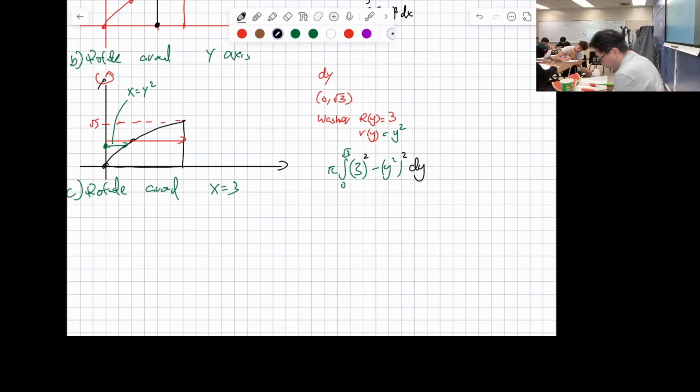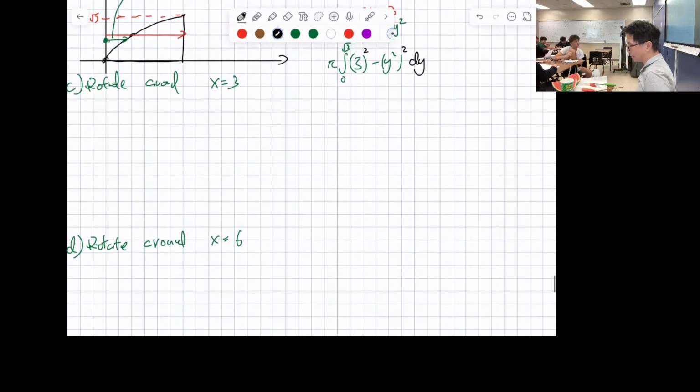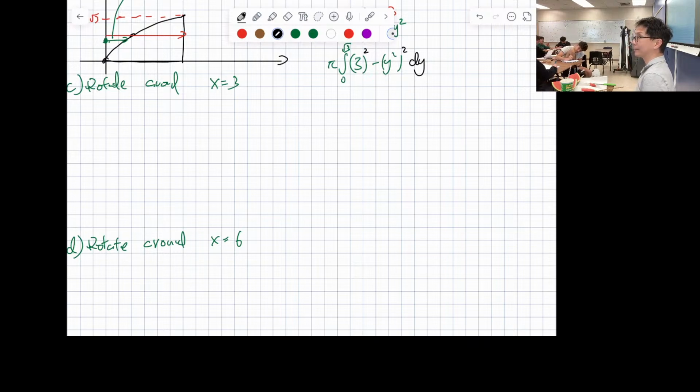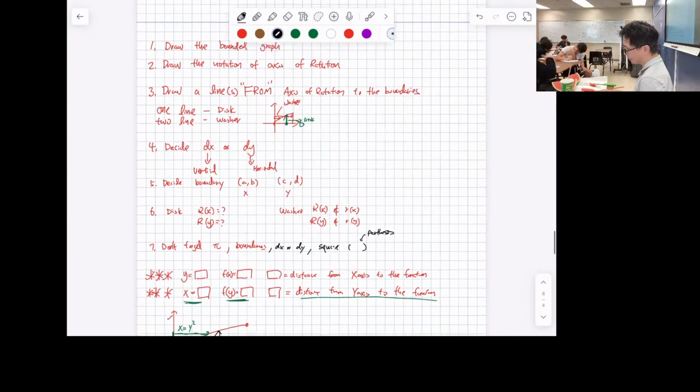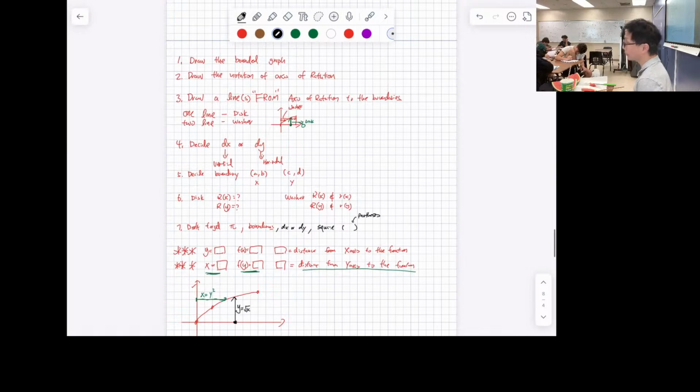You're going to do a few more. Sorry, not one more. You're going to do at least 5 more. Rotate around x equal to 3, but you must write down those 7 steps. If you don't, you miss those 7 steps. You can take a picture if you want.